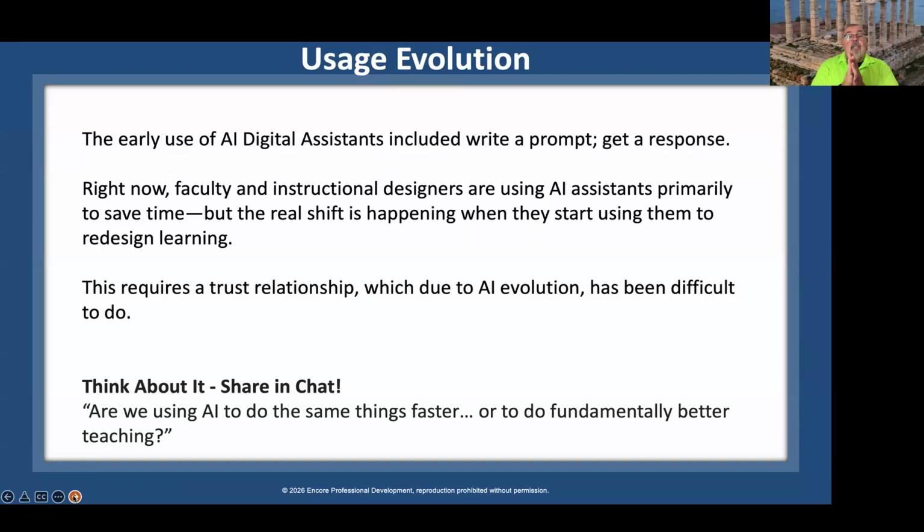But for right now, in the chat, are we using AI to do the same things faster, or to fundamentally do better teaching as we go through here? So what do you think that your primary source for AI is? Same thing, faster, saving you some time, or actually fundamentally better teaching? Which is it that you can do? Go ahead and share that, and Karen's going to read your responses from chat.